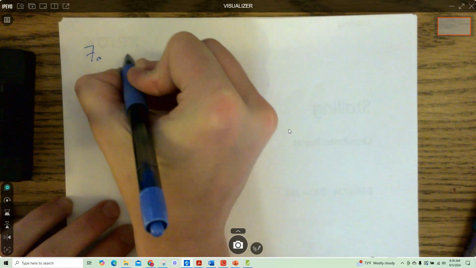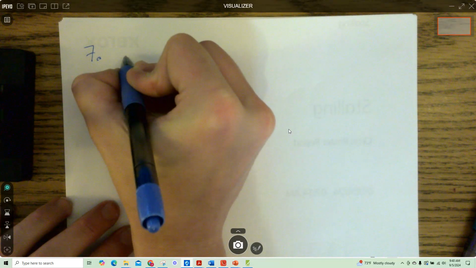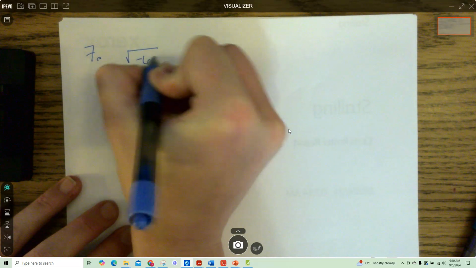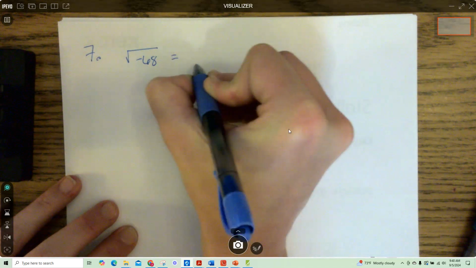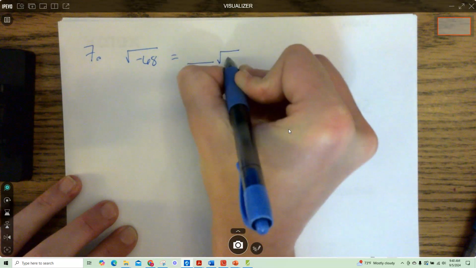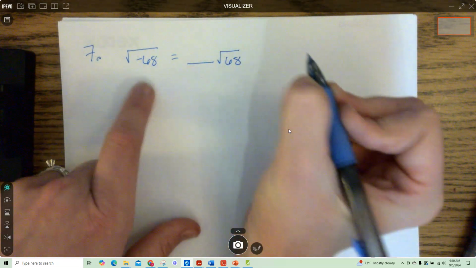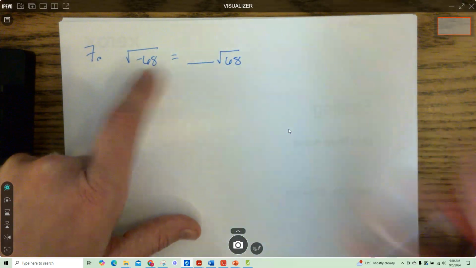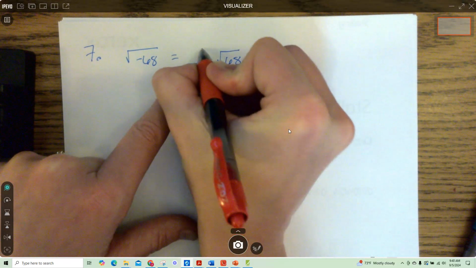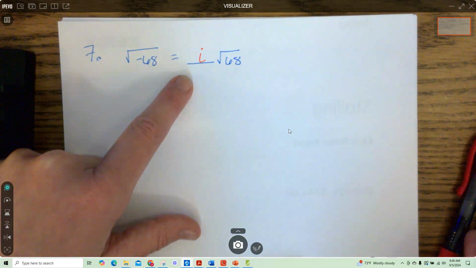So, hang on before you do your next answer. Give me your numbers, Joseph. So what does yours start off with? Square root of negative 68. Square root of negative 68, and then it says equals blank square root of 68, right? Yes. So they're pulling the negative out. So that first blank should be an i.